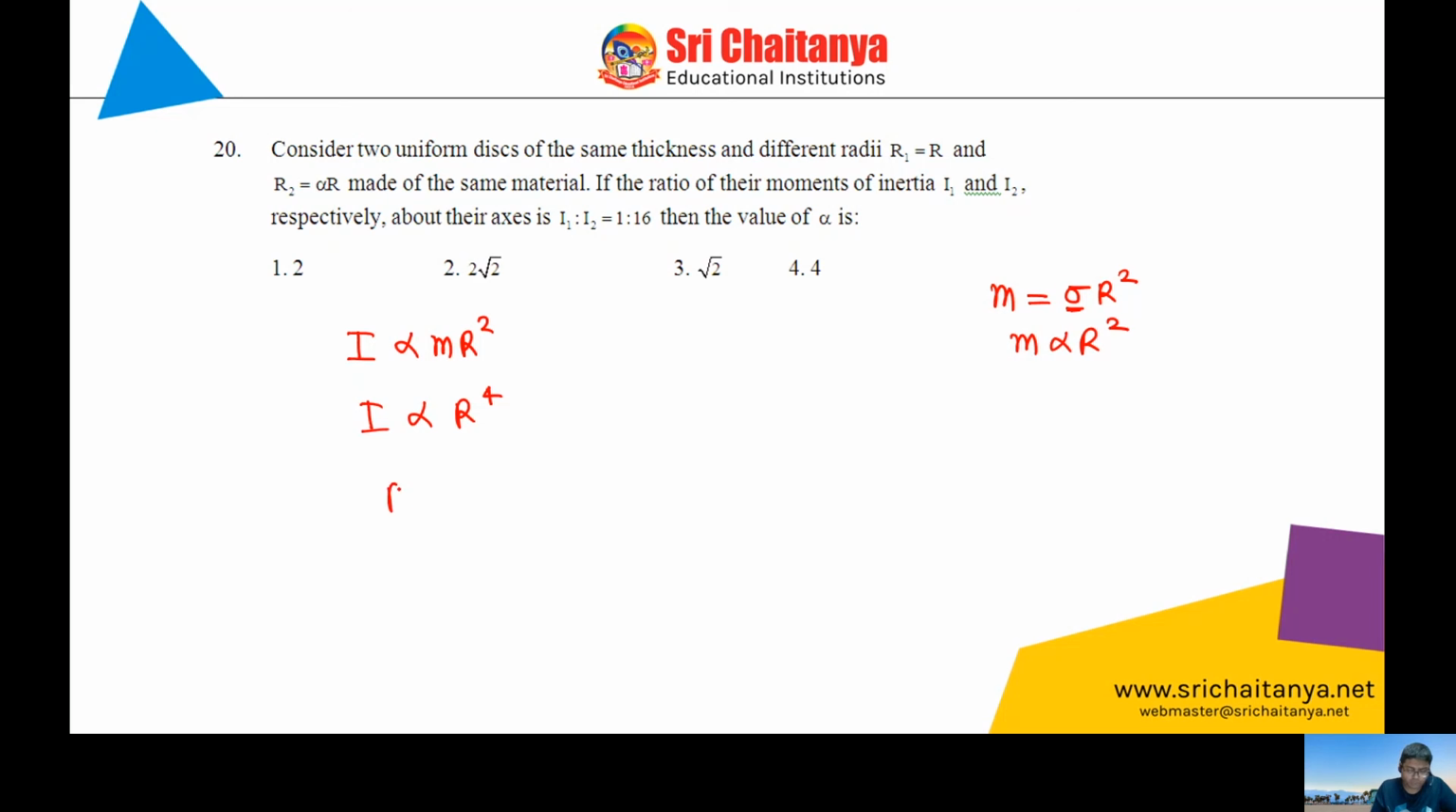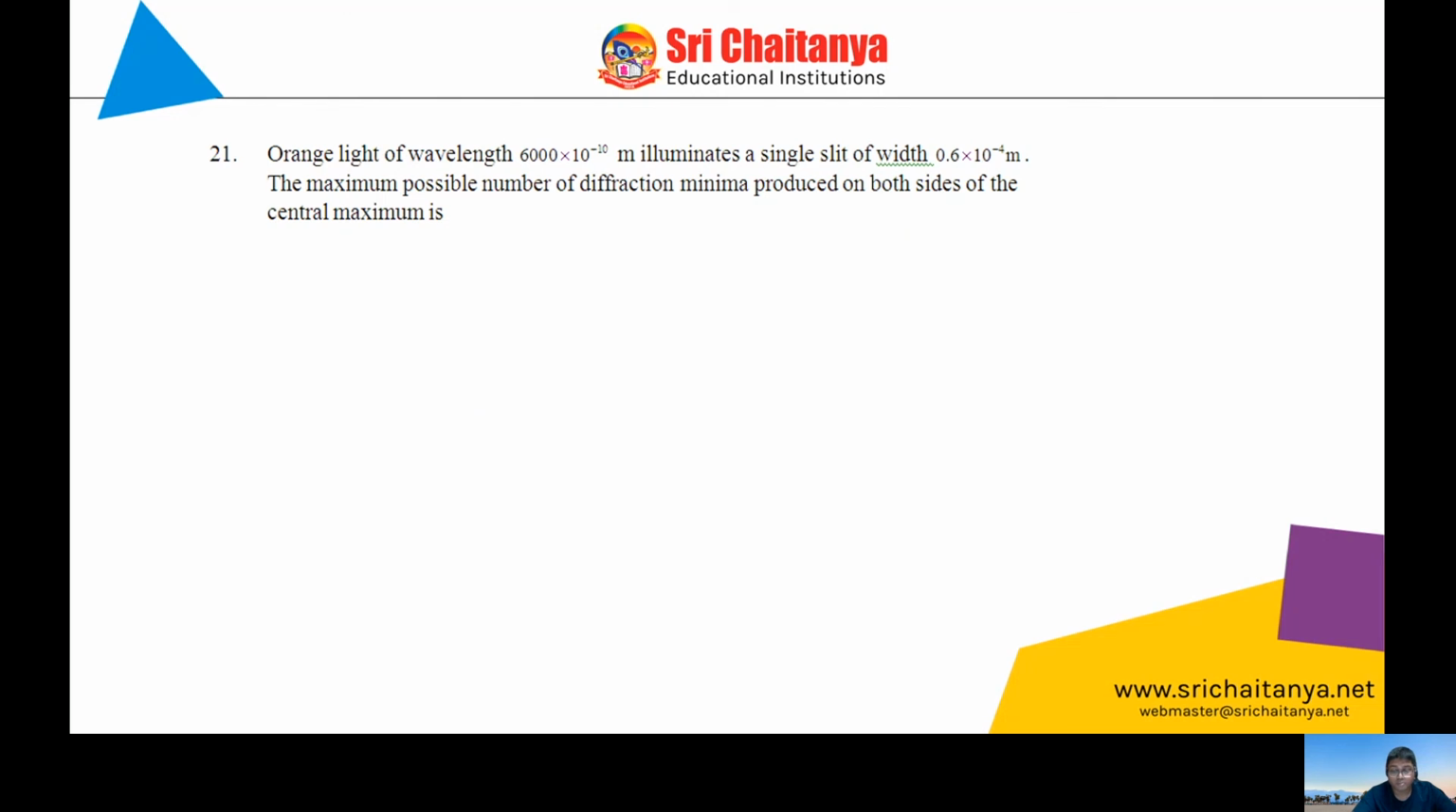So we can simply write R2 by R1 is equal to I2 by I1 to the power 1 by 4. And I2 by I1 has been given to us as 16. So 16 to the power 1 by 4 will be equal to simply 2. R2 by R1 is definitely α. So α we are getting as 2 here. So option 1 will be the right choice. So that is question number 20. Let's move on to the next question, question number 21.